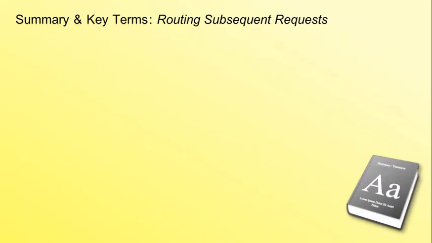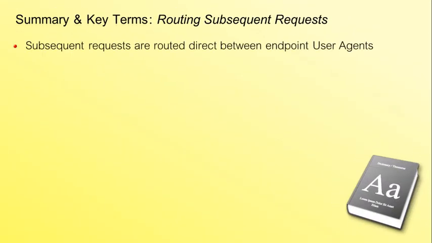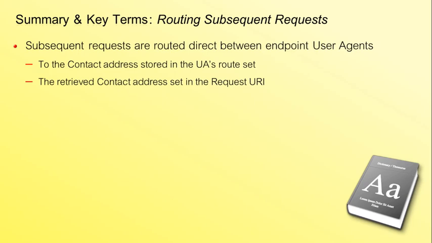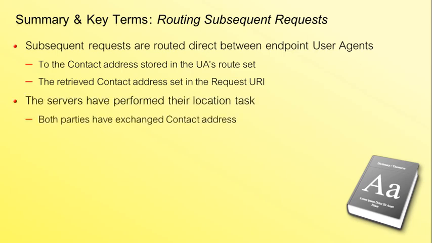So, in summary, subsequent requests in multi-domain calls are still routed direct between endpoint user agents. They're sent to the Contact address stored in the user agent's route set, the retrieved address being set in the request URI. Why direct? Well, from a SIP perspective, the servers have performed their location task. They've enabled both parties to exchange Contact addresses, meaning they can now route requests direct. The servers are no longer needed.